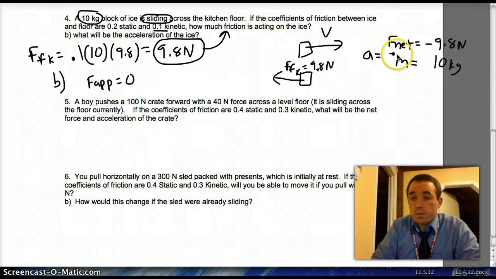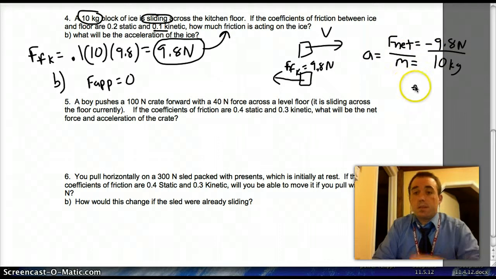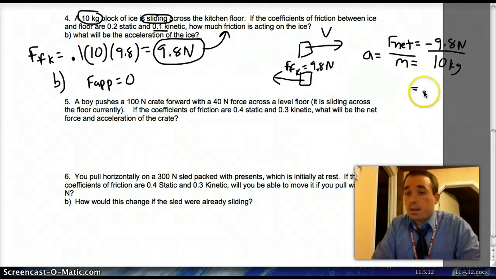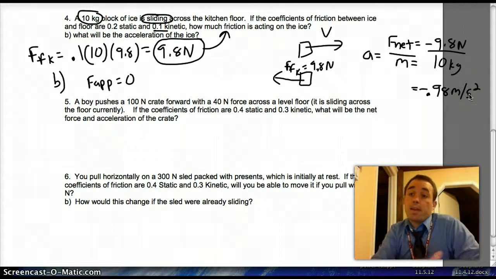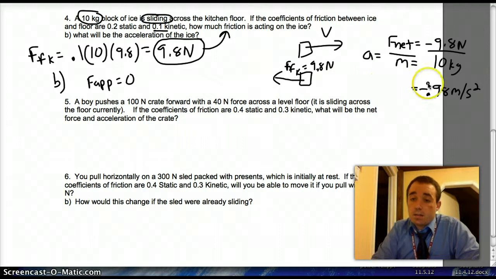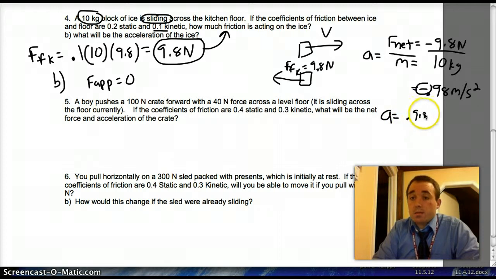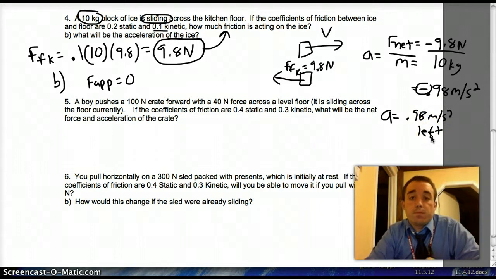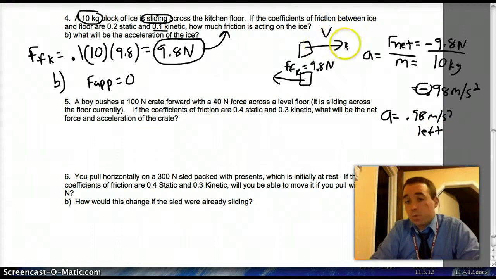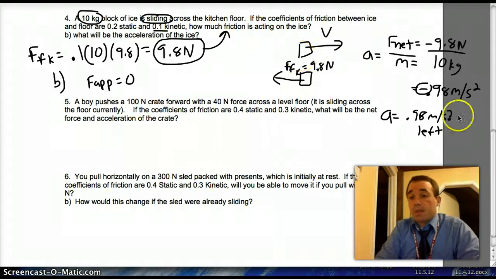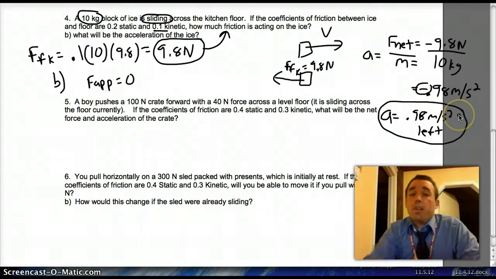My acceleration, which is net force over mass, gives me negative 0.98 meters per second squared. This negative means slowing down. So if it's moving to the right, I could say it's 0.98 meters per second squared to the left. The reason I can say that is I drew it to the right, which means it's slowing down to the left. It's tricky when you don't have certain things. You have to make these inferences.